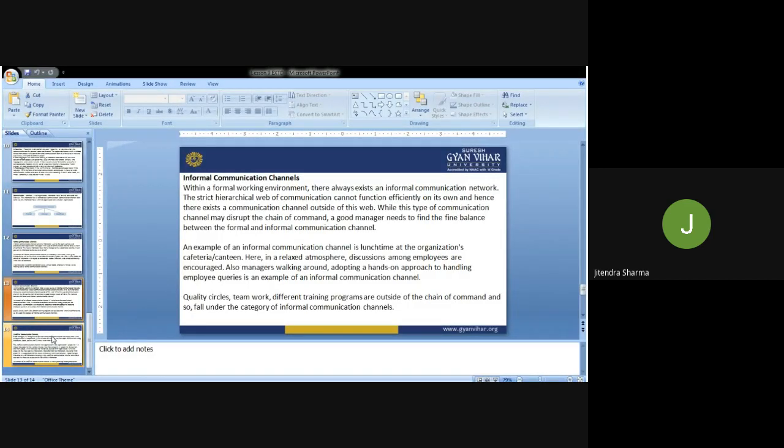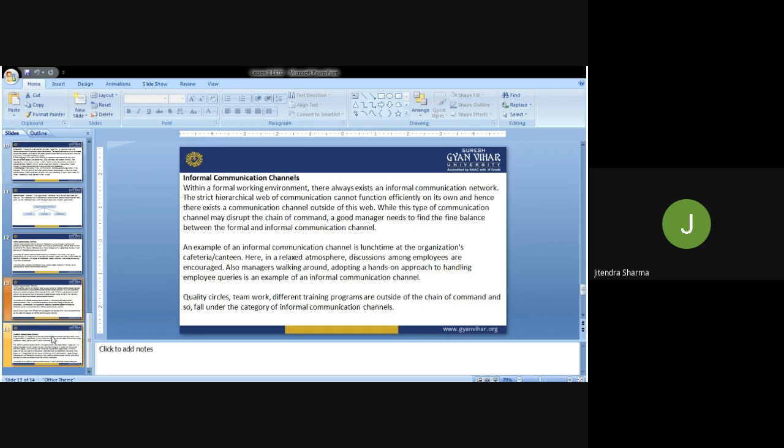So there should be a demarcation between the formal and informal. Informal means there is actually no protocol. It is general conversation, sometimes at parties or like that, where the strict hierarchy cannot function efficiently on its own.